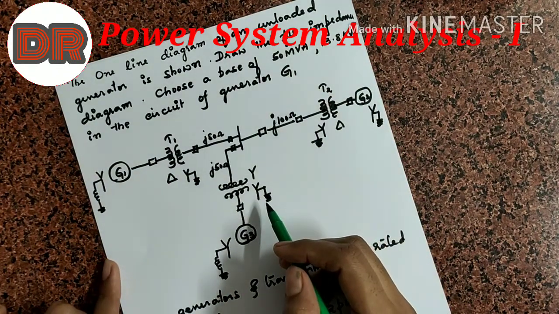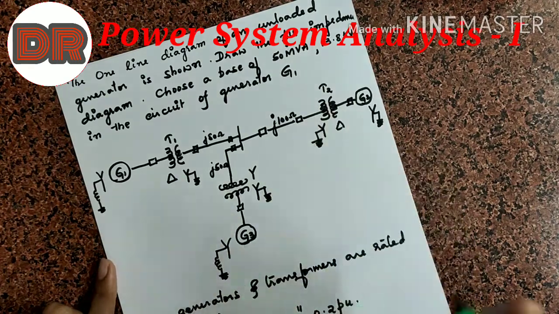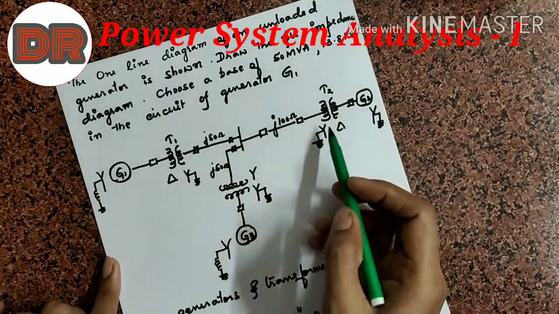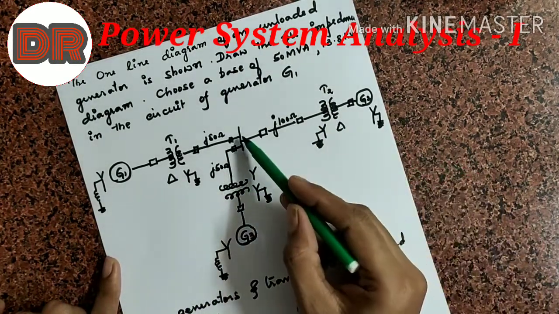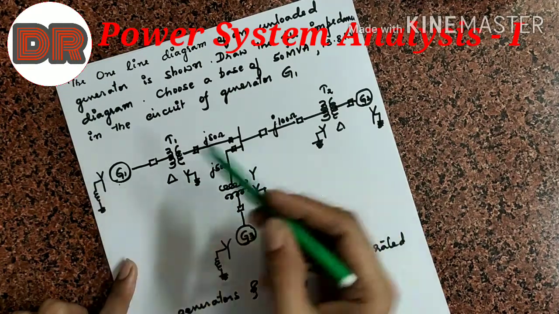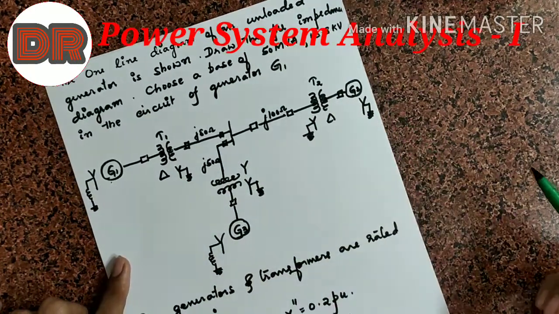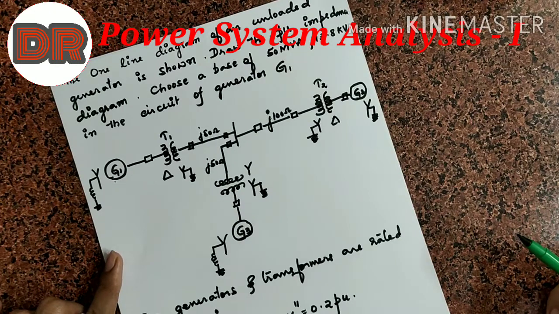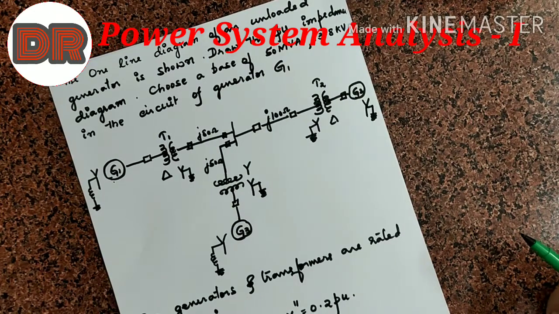Why is it an unloaded generator? Because we don't have any loads over here, and none of the buses are connected to a load. You can see here, this is a junction and this is the generator. We don't have motors or any other loads here. So it's an unloaded generator.